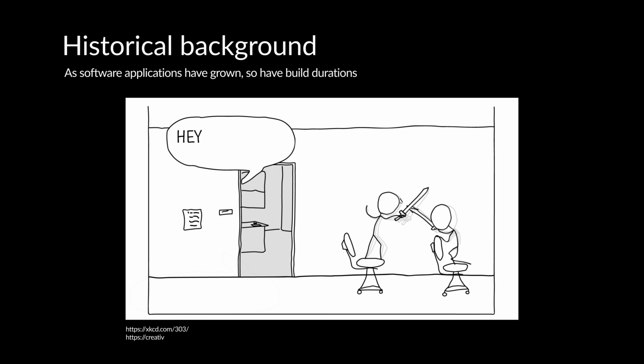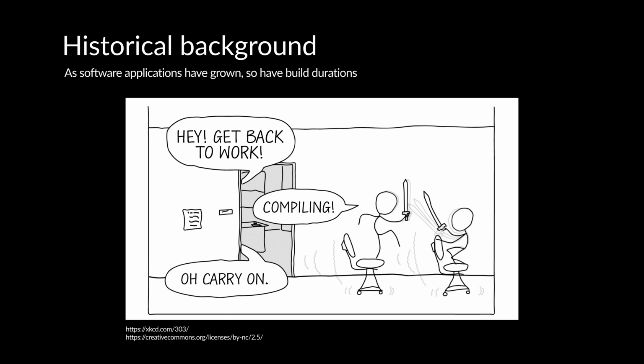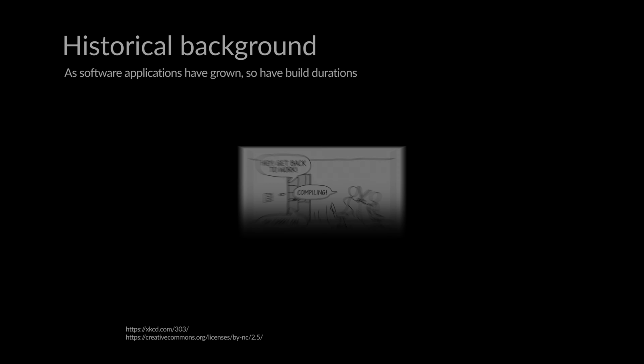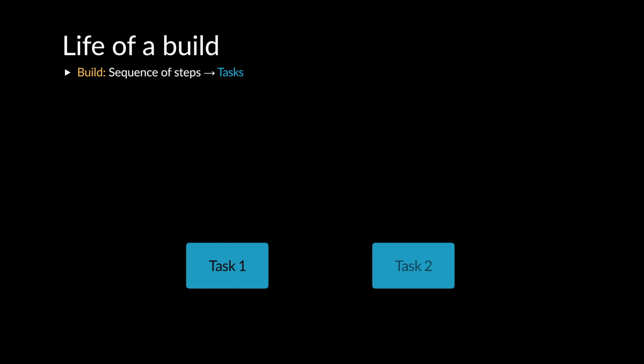Historically, as software projects grew in size, it took longer and longer to build them, and engineers explored ways of speeding things up. Let's look at a simple build, which is a sequence of steps called tasks, such as compile, test, or package.